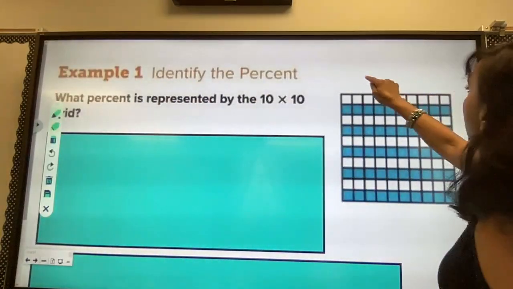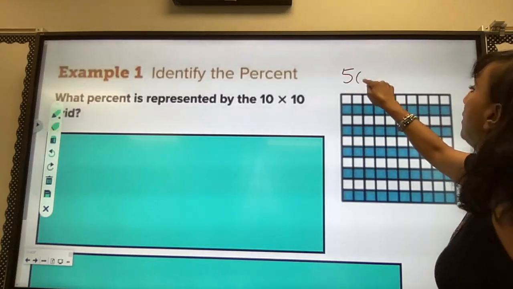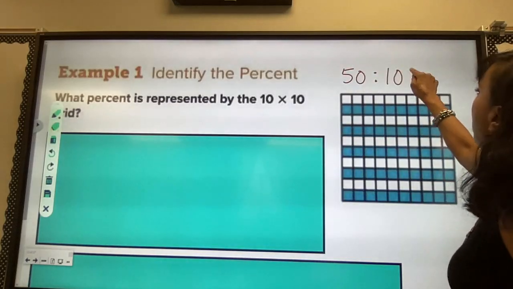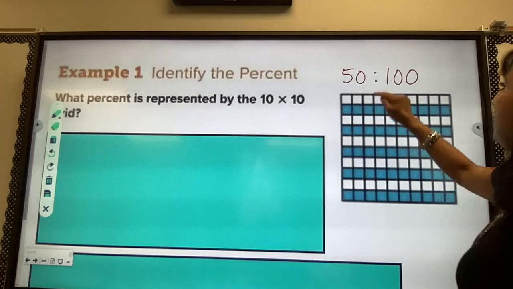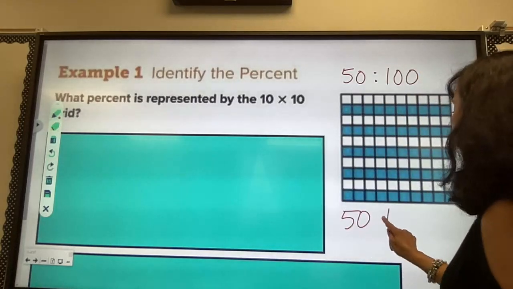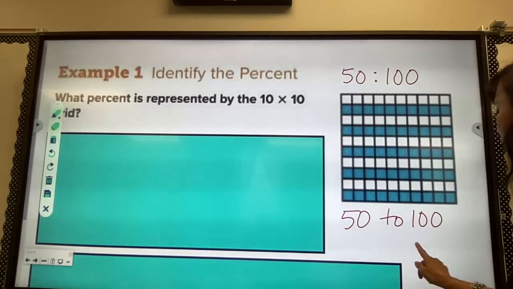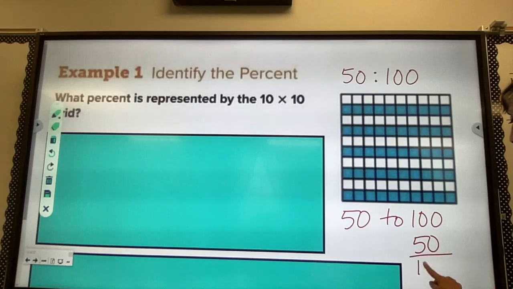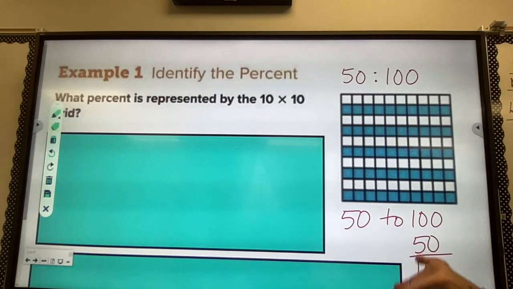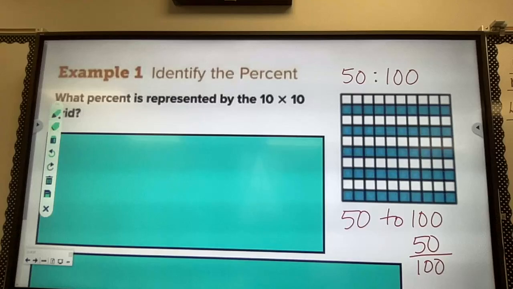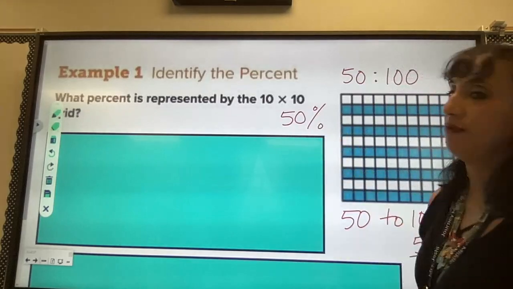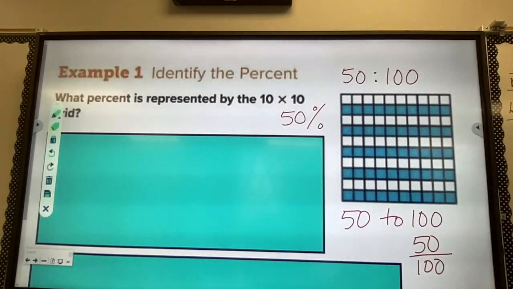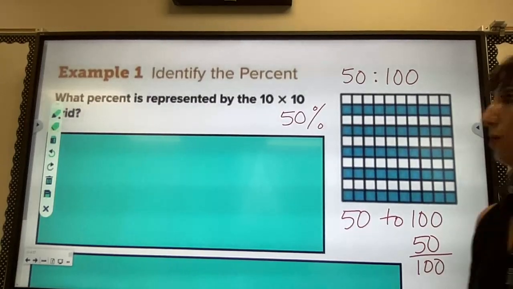We have 50 to 100, and that is my ratio. I can write it like that. I can write it like this, 50 to 100. I can also write it as 50 over 100. So these are all the ways that I am showing the ratio. And so the percent represented by this 10 by 10 grid is 50%. Let's look at another one.